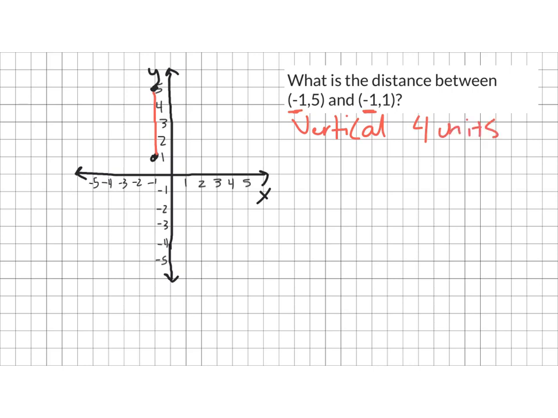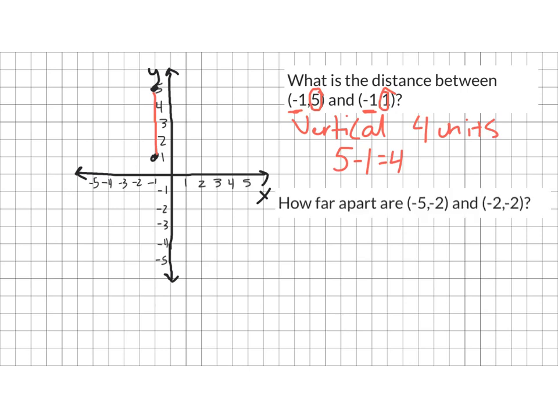How could we have figured that out? By looking at the y values. Well, you can see there that the difference between 5 and 1 is 4. 5 minus 1 equals 4. I wonder if that pattern will work. Let's try it again. This time, let's figure out how far apart are (-5, -2) and (-2, -2). Let's graph them. (-5, -2), (-2, -2).